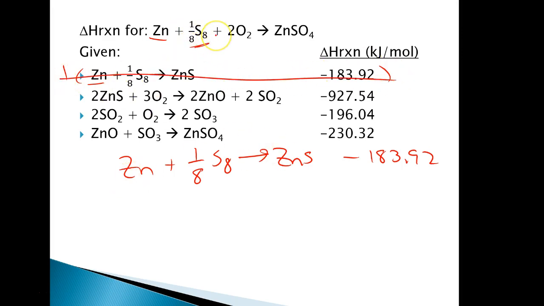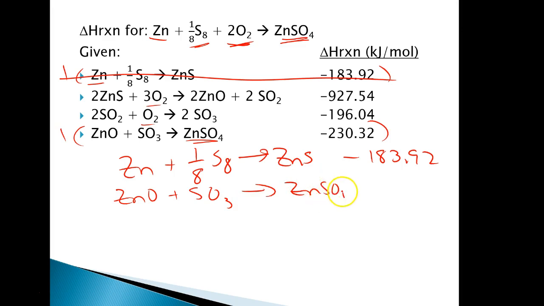Then I notice my next reactant is 1/8 S8. Well, I've already done something with that, so just skip it, okay? There's my oxygens. Now my oxygens are in more than one place, so I'm going to skip them. Don't try to figure them out. You're going to make yourself sick trying to figure them out, honestly. ZnSO4 and ZnSO4, I'm going to rewrite it ZnO plus SO3 goes to ZnSO4, and it's also -230.32 because we need all those important decimals, not.